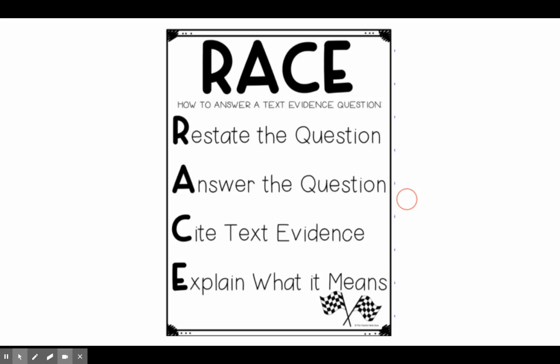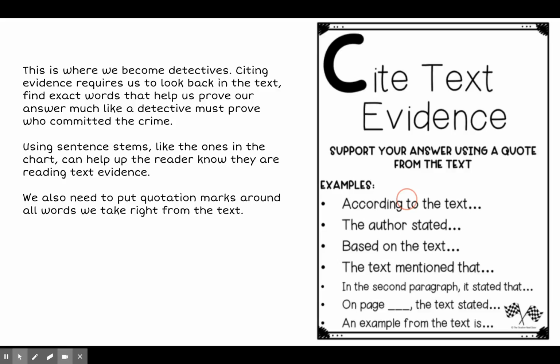We've been working on RACE, and RACE is our mnemonic device or our way to memorize how to best answer a question using text evidence. So R stands for restate the question, A stands for answer the question, C stands for cite text evidence, and E stands for explain what that means. And we're going to be going over C today. So C, cite text evidence.